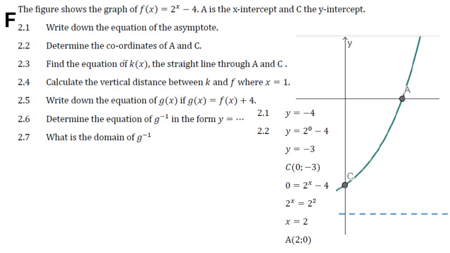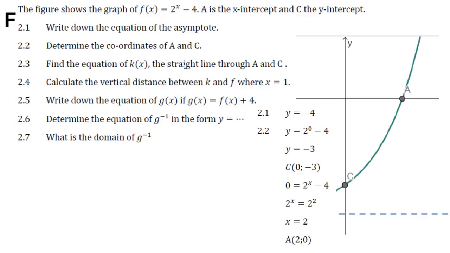How do you find the coordinates of A and C? Well, A is the x-intercept, C is the y-intercept. Do the easiest one first. Let x equal 0. 2 to the 0 is 1, 1 minus 4 is -3. So 0 and -3 is the y-intercept. The x-intercept, you let y equal 0. Add 4, and you can see that x equals 2. So 2 and 0 is the x-intercept.